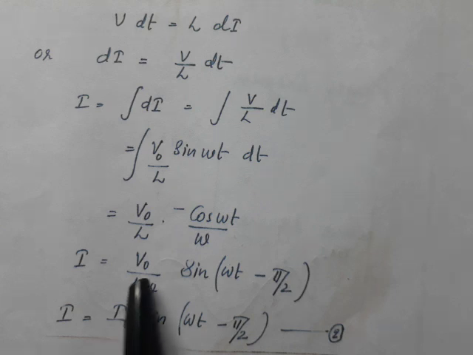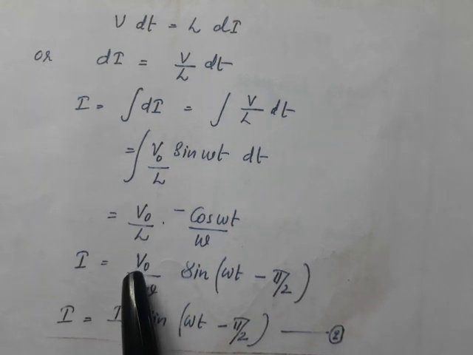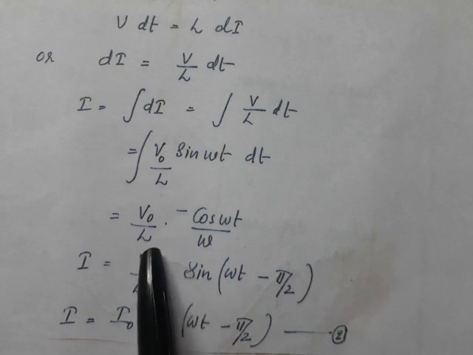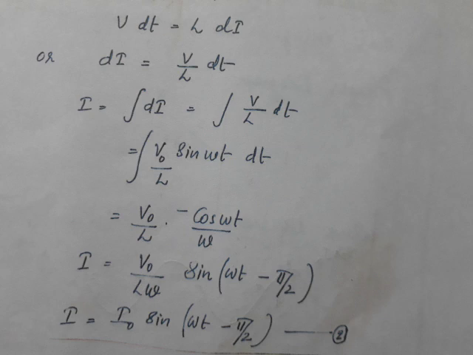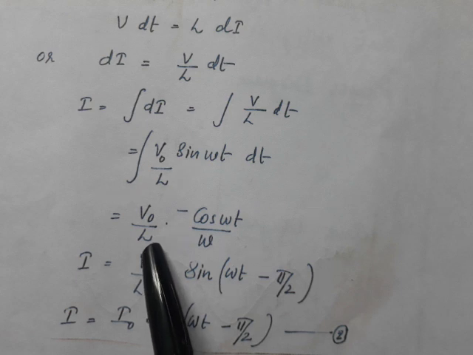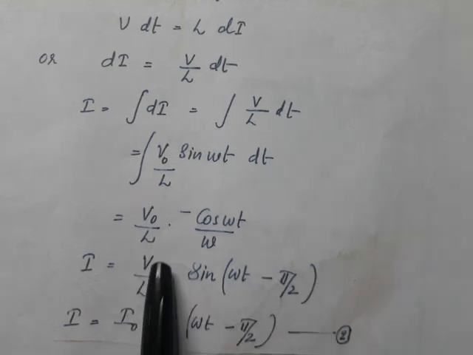So here we get this takes the format I equal to some V0, that is V0 by L omega, which was a constant maximum value, sin omega t minus pi by 2. Usually in the equation for I we have I equal to I0 sin omega t. So here we have V0 by L omega sin omega t minus pi by 2. So leave this term, concentrate on this.